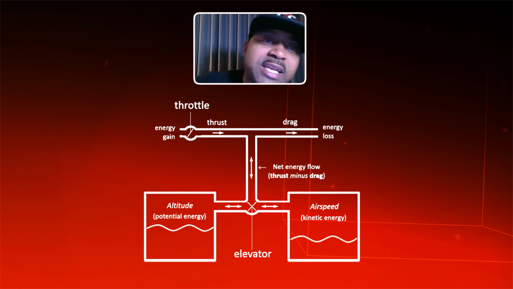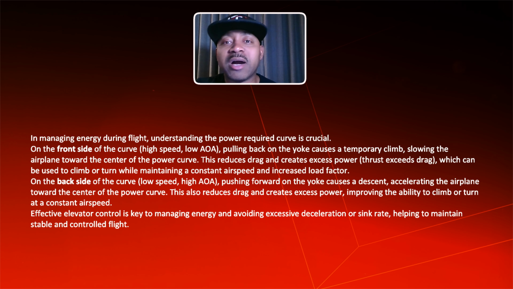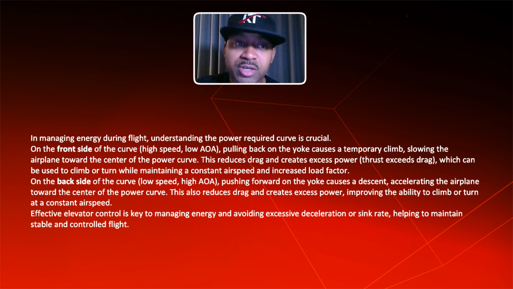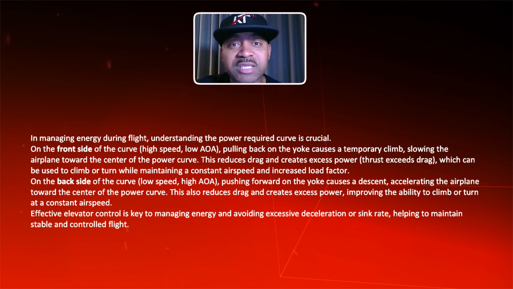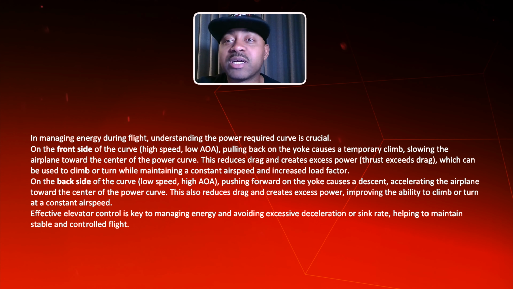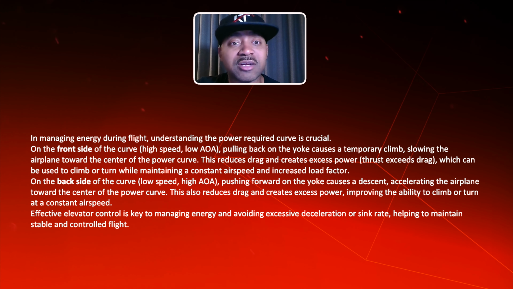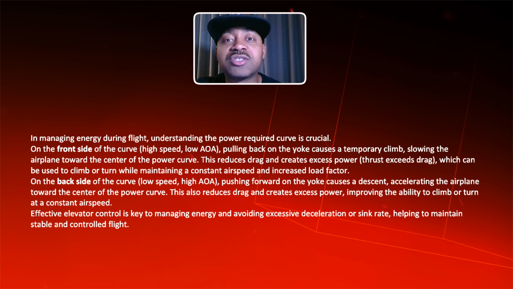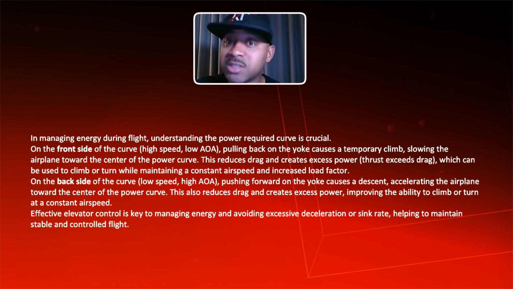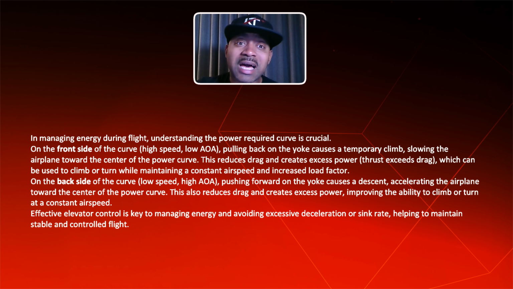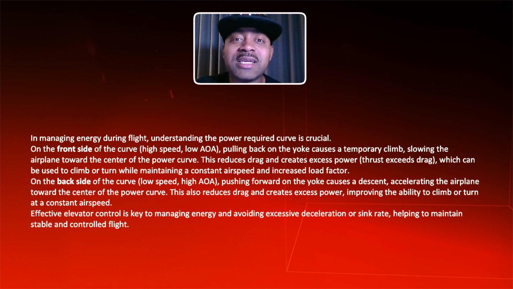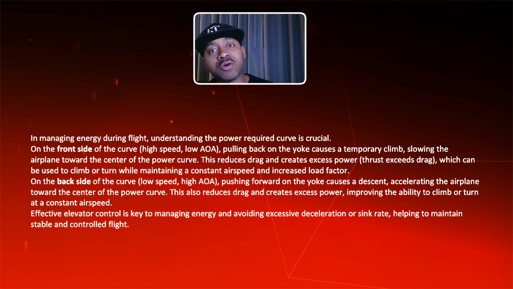So when you're managing energy during flight, understanding that power required curve is critical. On the front side of the power curve, high speed, low angle of attack, pulling back on the yoke causes a temporary climb, slowing the airplane towards the center of the power curve. This reduces drag and creates excess power, which is awesome. Thrust exceeds drag, which can be used to climb or turn while maintaining a constant airspeed and increasing your load factor.